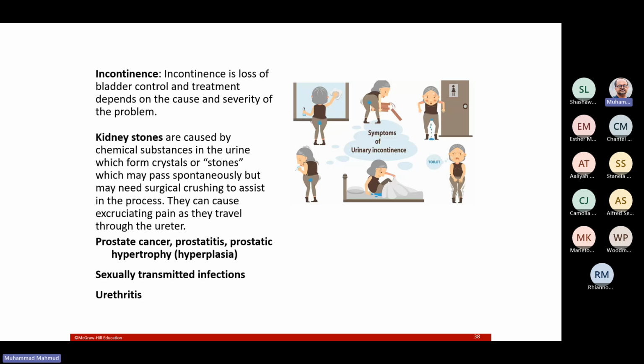Now, look at this elderly patient. She is experiencing incontinence. Incontinence is loss of bladder control and treatment depending on the cause and severity of the problem. You see, it is difficult to control urination process. Kidney stones are caused by chemical substances in the urine, which forms crystals or stones. May pass spontaneously some of the stones, but may need surgical crushing to assist in the process. They can cause excruciating pain as they travel through the urine.